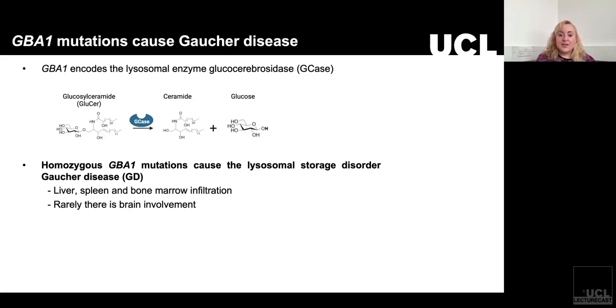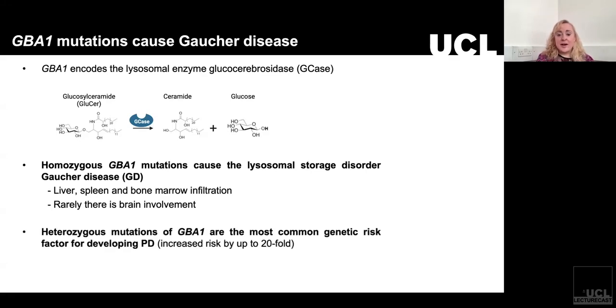So this is a multisystemic disorder which is characterized by the accumulation of glucosylceramide within macrophages, which then become deposited within various organs such as the liver, the spleen, and the bone marrow to cause organ dysfunction. And rarely there is also brain involvement in neuronopathic forms of Gaucher disease.